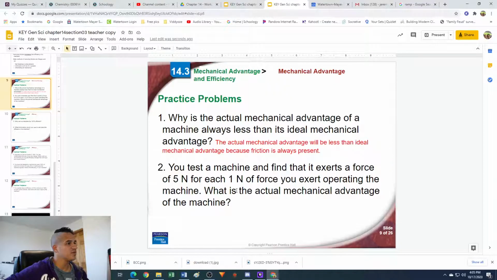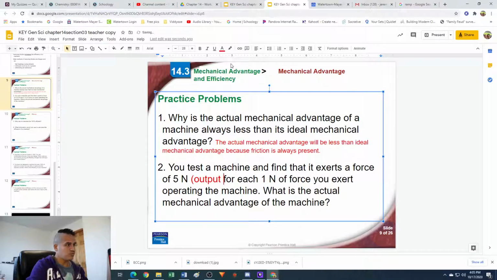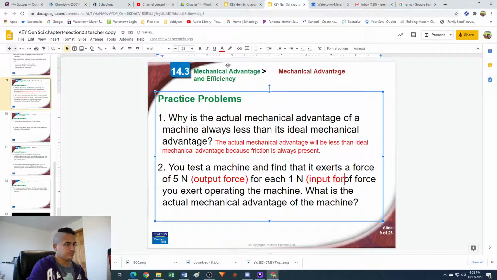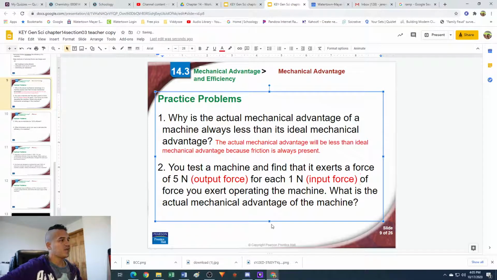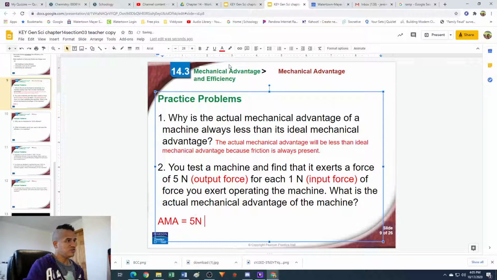So in this problem, the machine's force is 5 newtons. So this is our output force. And the 1 newton is our input force. That's how much force we are putting in. Okay. And actual mechanical advantage is output force divided by input force. So to calculate this, we will say that AMA, or actual mechanical advantage, is equal to 5 newtons divided by 1 newton. So 5 newtons divided by 1 newton, we will get an actual mechanical advantage of 5.